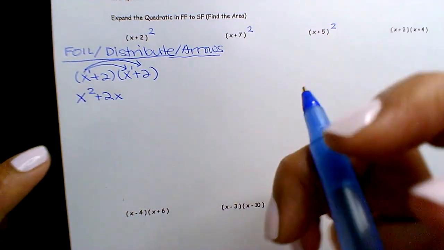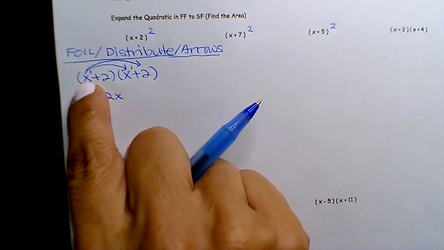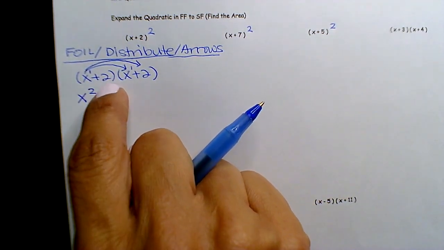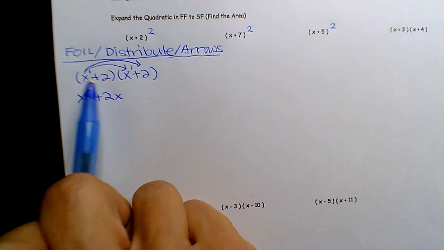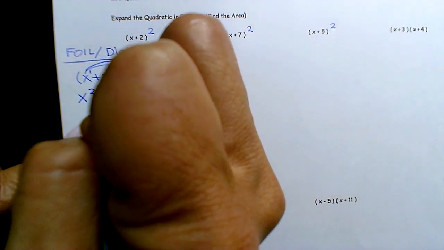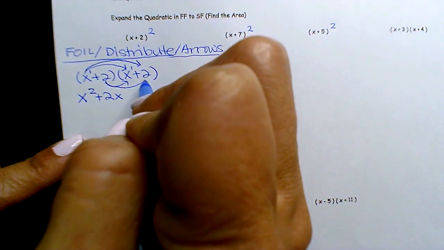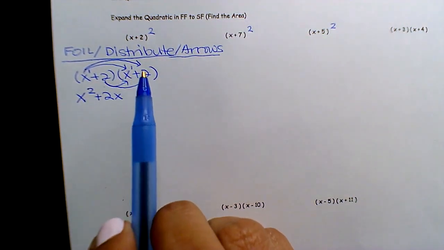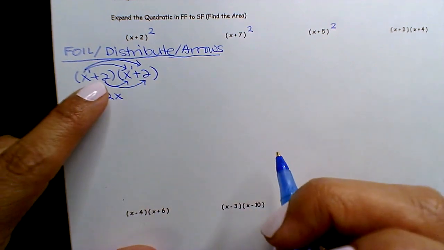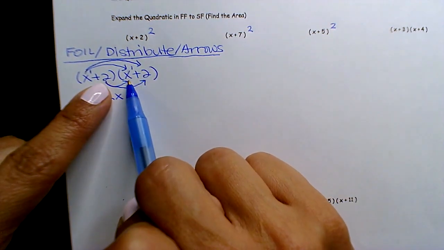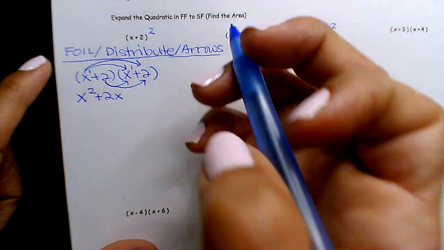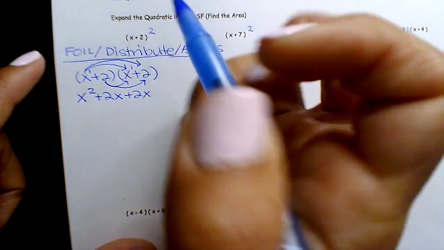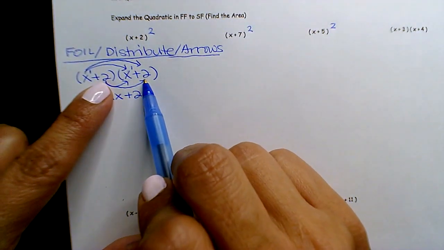Okay. Now we're done with the first term in the first binomial, so now we're going to move to the 2, which is the second term. Again, you have to distribute repetitively. It has to get multiplied into every term. So what is 2 times x? And then what is 2 times 2?